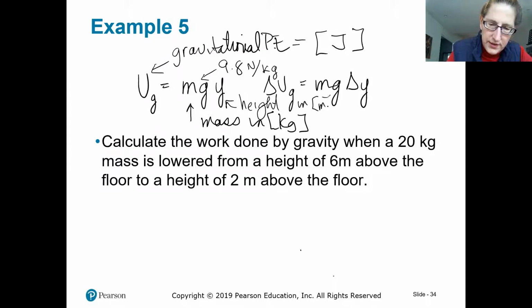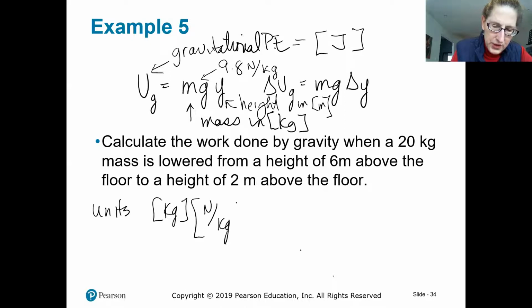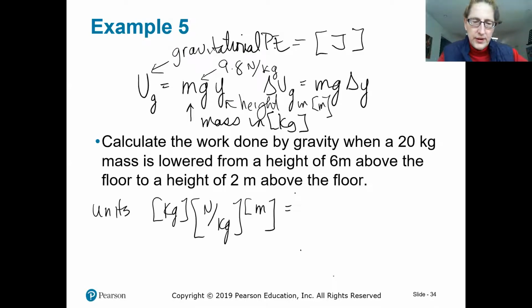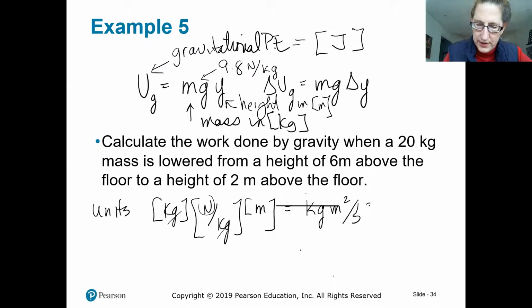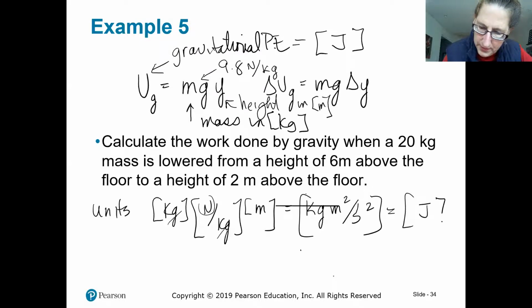Now, once again, look at these units. For U, we've got a kilogram for the mass, a newton per kilogram for g, and a meter for the height. So once again, this is kilogram, because that's in the newton. These kilograms cancel. Meters squared per second squared. Okay, and so there we have it, a joule, as we saw before.